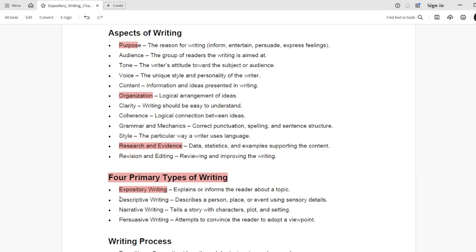Descriptive writing, use sensory details to describe a person, place, event, okay. Narrative, you have to tell a story about a character with a plot and setting as well. Persuasive, you have to persuade someone, to convince someone with reference to a specific viewpoint.